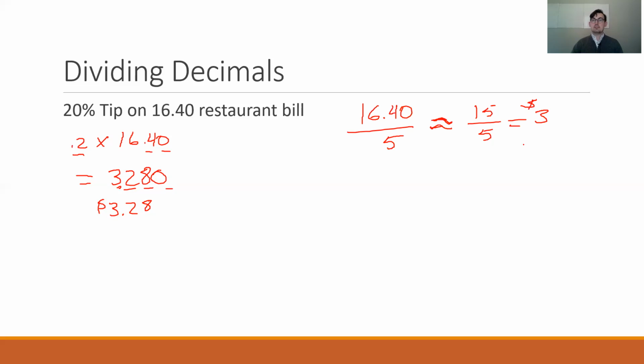So if I wanted an estimate of what this would cost, I could say this is around $3. Now, I know that I rounded this down, so I might want to go up a little bit. I might say it's $3.50, or maybe they did a really good job. I could say, hey, it's $4, if I can afford that. I would do that. The other thing that I can do here is set up long division.